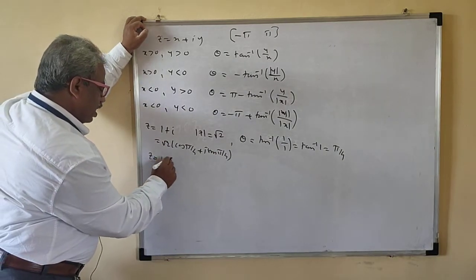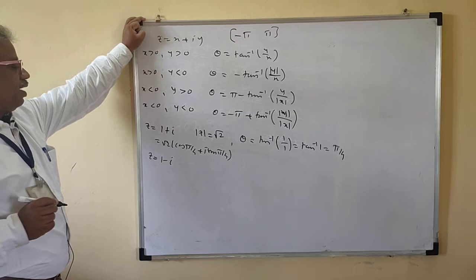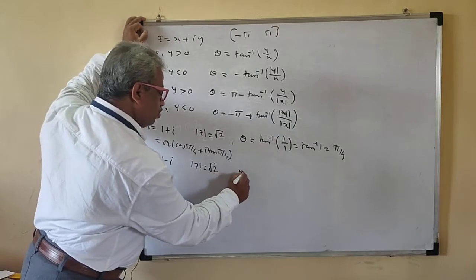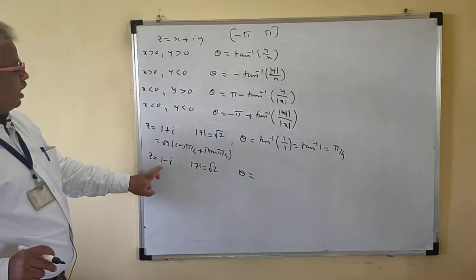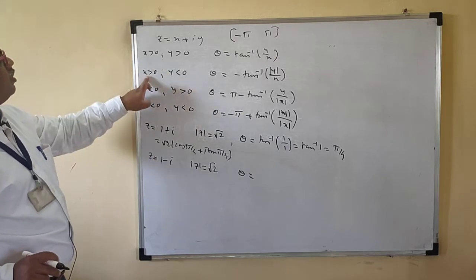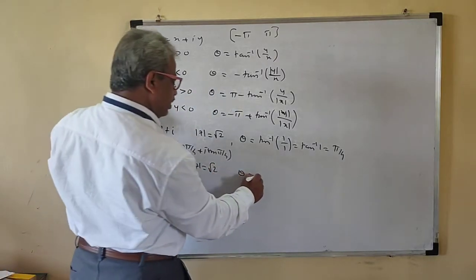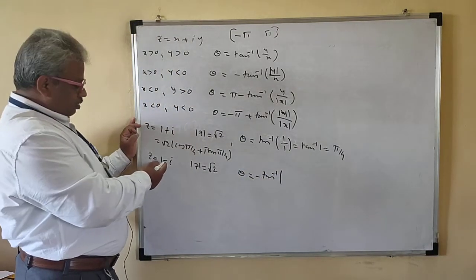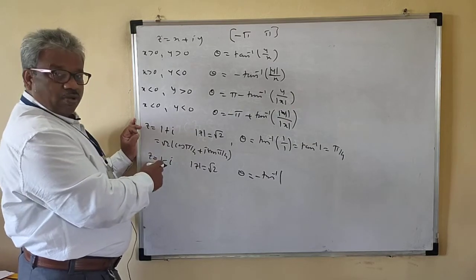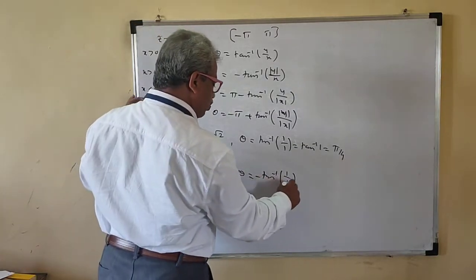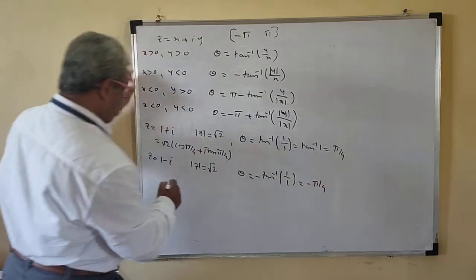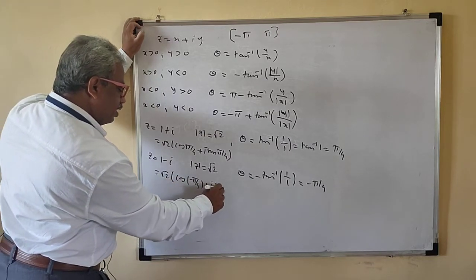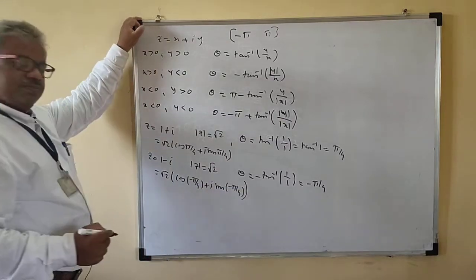Suppose Z is equal to 1 minus i. Then mod Z is equal to root 2. So theta is equal to what here? Your X is 1, that means X is positive. X is positive, Y is negative. Then this is minus tan inverse of imaginary part upon real part. So you are taking a minus sign outside, and you have to take the mod of this. Your Y is minus 1, you have to take the mod, 1 upon 1. So this is minus pi by 4. That means you can write this as root 2 into cos minus pi by 4 plus i sin minus pi by 4. This is your principal argument. Okay.